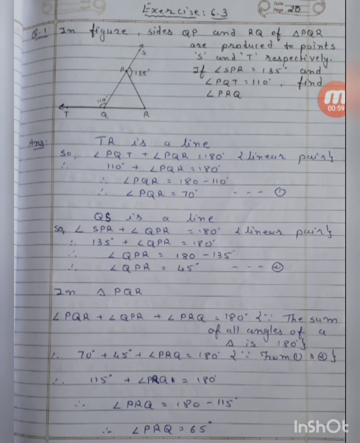So, angle PQT plus angle PQR is equal to 180 because this is a linear pair. But here PQT is 110, given. So, 110 plus angle PQR is equal to 180. Then angle PQR is equal to 180 minus 110. Then angle PQR is equal to 70 degrees. This is 1. Now again, QS is a line.